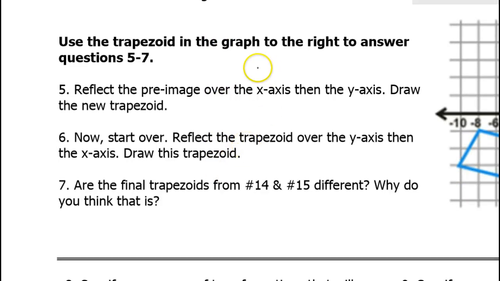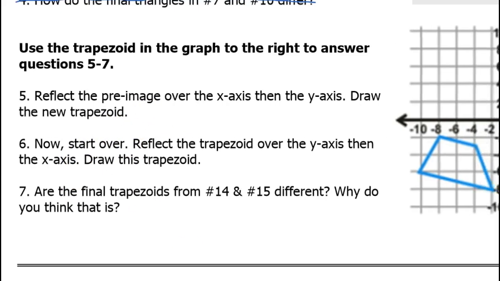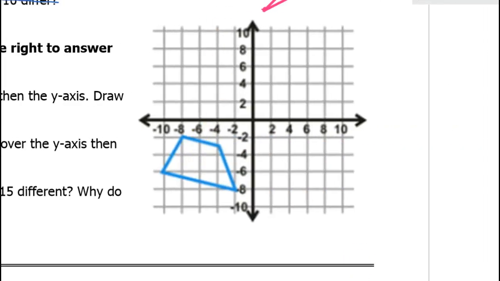Use the trapezoid in the graph to the right to answer questions 5 through 7. Reflect the pre-image over the x-axis and then the y-axis. Okay, so first we're going to reflect over the x-axis and then the y-axis. So let's do it one point at a time. Okay, consider this point right here. It is 1 unit below the x-axis. Well, okay, it's really 2. It's 1 square below the x-axis. So the image should be 1 square above the x-axis.